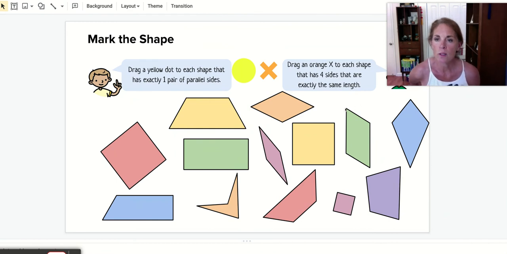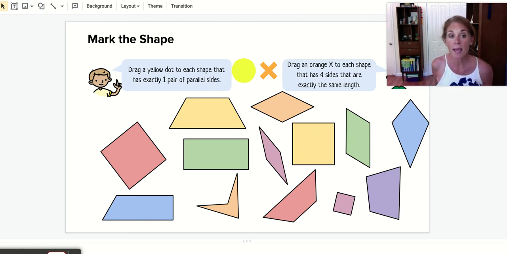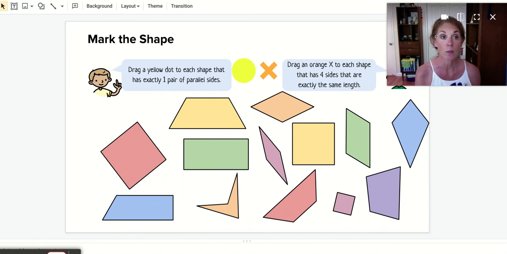On the next slide, you're going to drag a yellow dot to each shape that has exactly one pair of parallel sides, not two, one. And drag the orange X to each shape that has four sides that are exactly the same length. So would you drag the X to this one? No, because these sides are shorter than these sides. That's it. There will be another lesson on the next slide. Stay tuned and enjoy your shape sorting activity.